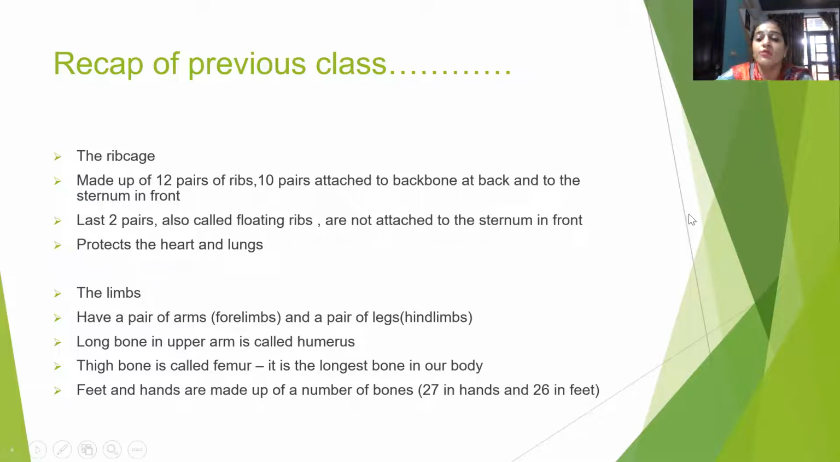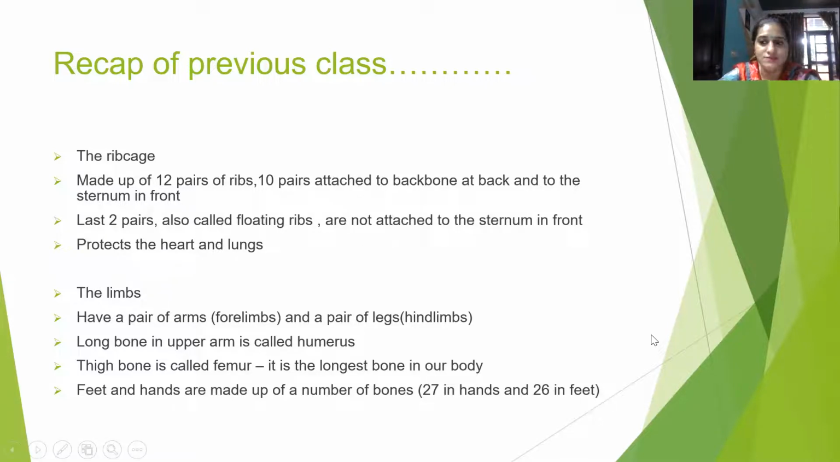Why? Because when we breathe, our lungs expand. You all have studied this in class 3. Our lungs expand when we inhale, and our lungs contract when we exhale. So to let the lungs move, we have two floating ribs. Those two pairs of ribs which are not attached to the sternum are known as floating ribs. Why? Because they float, they are not attached to our sternum or breastbone.